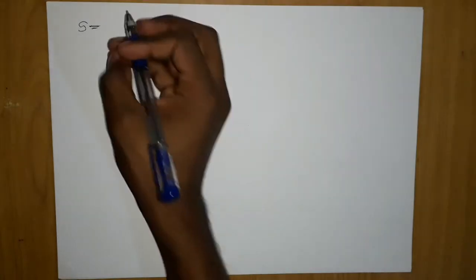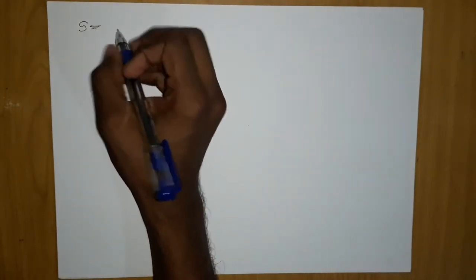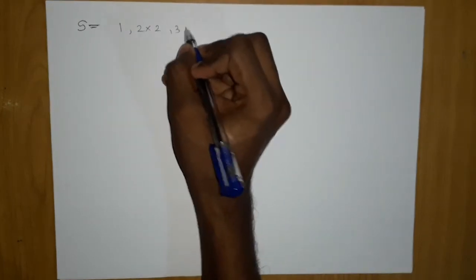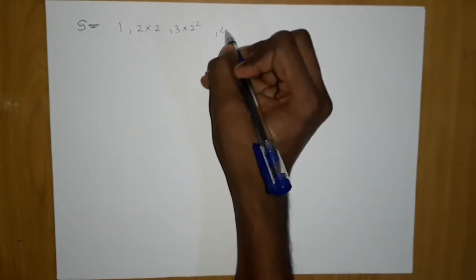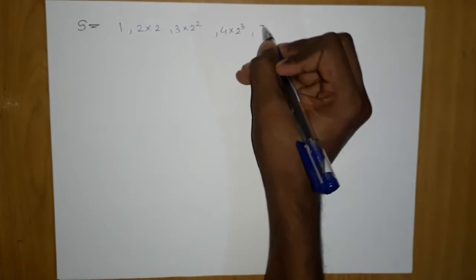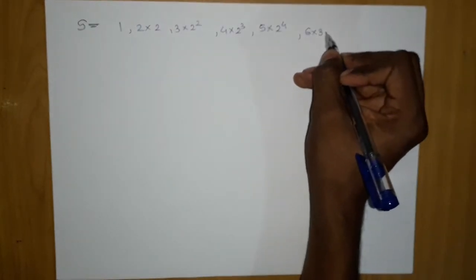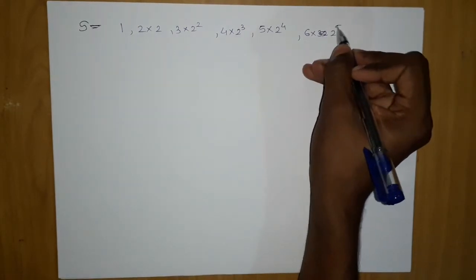After doing this, I will make my sequence simpler. How? 1 into 2, 2 into 2, 3 into 2 power 2, 4 into 2 power 3, 5 into 2 power 4, like this. Hope you have understood. Sorry, 2 power 5.